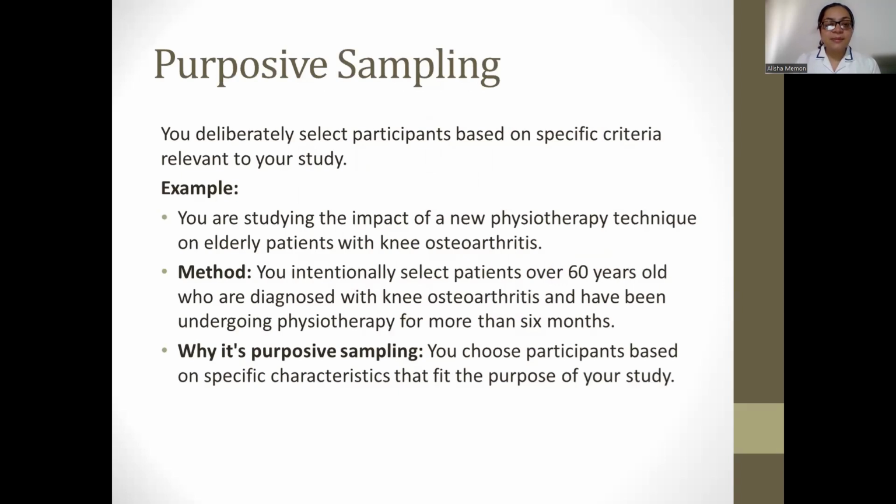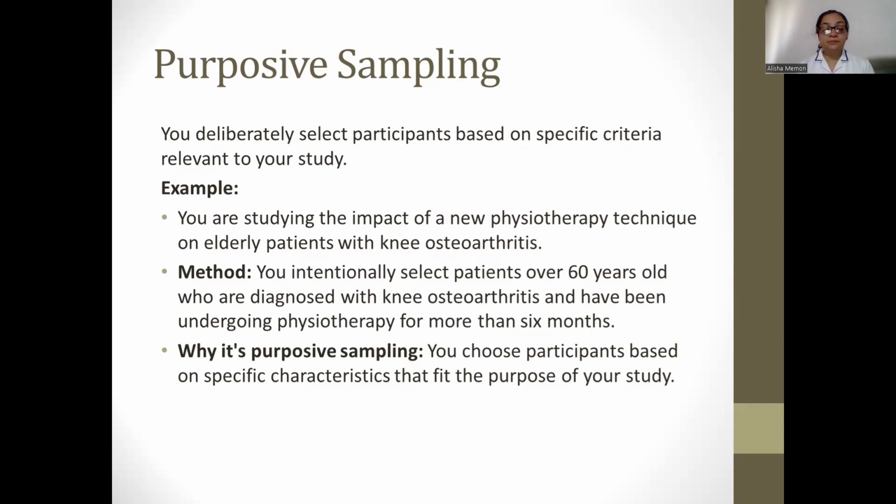Coming to purposive sampling, where we select participants based on certain criteria, like when we define inclusion criteria very stringently, very specifically, that's where it will be called purposive sampling. Say we want to study a new physiotherapy technique on elderly patients with knee osteoarthritis. So I will intentionally select 60 patients. I will select patients over 60 years who are diagnosed with knee osteoarthritis.